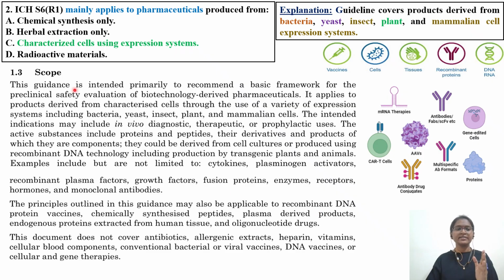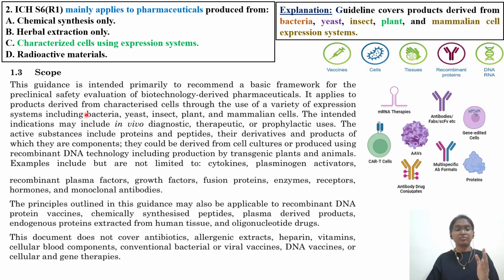ICH-S6R1 mainly applies to pharmaceuticals produced from what? So, how these are synthesized, how they are produced. The right answer is in the green text, that is characterized cells using expression system. This is the method through which biotechnology biologics are produced. The other options: chemical synthesis only, that comes for small molecules. Herbal extraction for herbal drugs will have a separate guideline, and radioactive materials also have a separate guideline. So you go back and check what guidelines are there for radioactive materials.